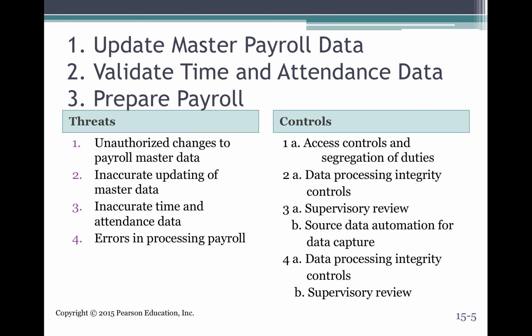See inaccurate time and attendance data. The payroll supervisor, department head, should look over all the time card data. Make sure that those hours are reasonable. So look at the budget for the week or schedule for the week and compare that with how many hours are worked by each employee. There should be a very low variance between number of hours scheduled and number of hours actually worked. So that would be a supervisory review.